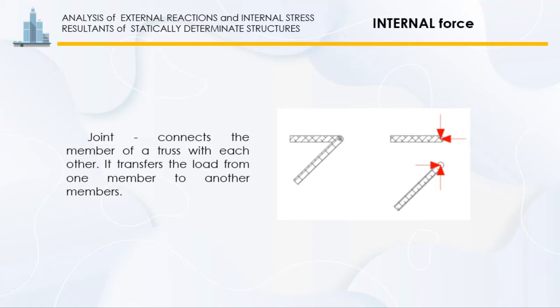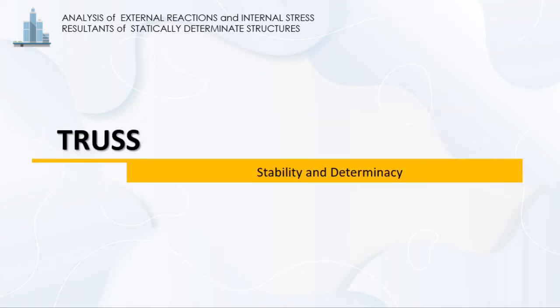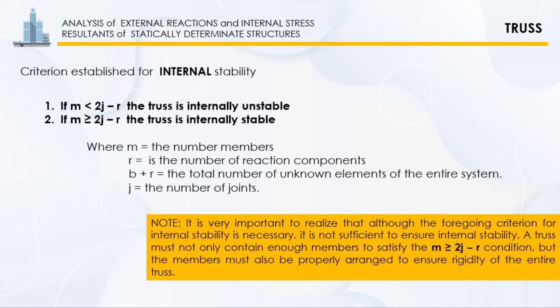Okay, so next naman, dito sa internal connection, we have the joint. Joint connects the members of a truss with each other. It transfers the load from one member to another member. Now again, to be in equilibrium, dapat equal lang sila ng magnitude but of opposite direction. Now, let's move on with the stability and determinacy of a truss.